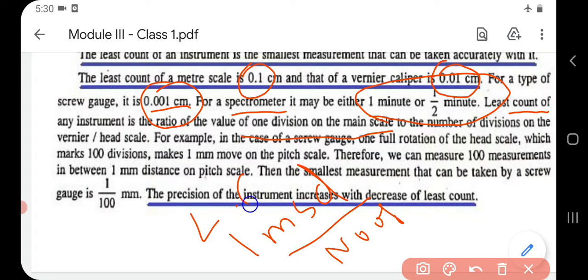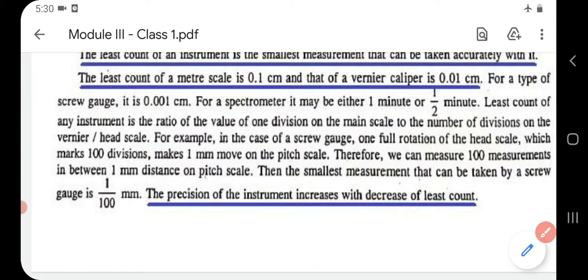That is the expression for least count, LC. Okay, mathematical expression. Now, suppose that you take the case of a screw gauge. It has got two scales. One is a pitch scale and the other is a head scale.